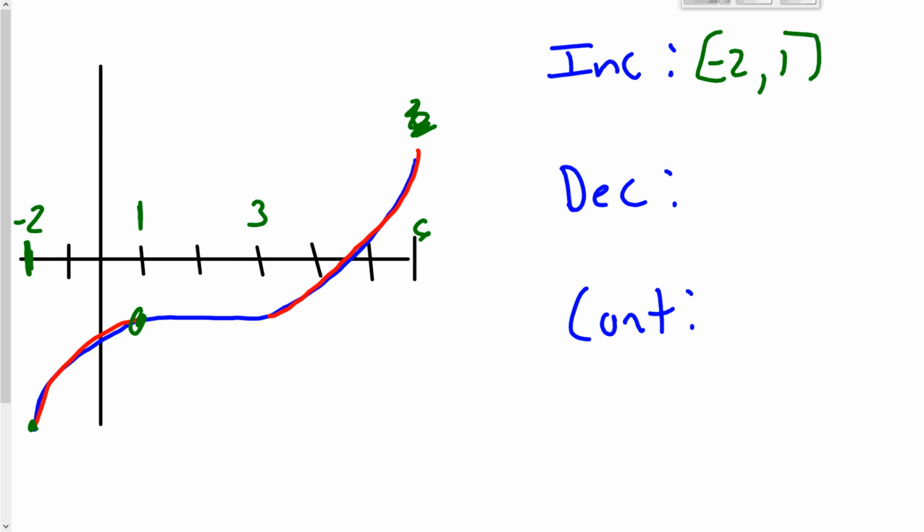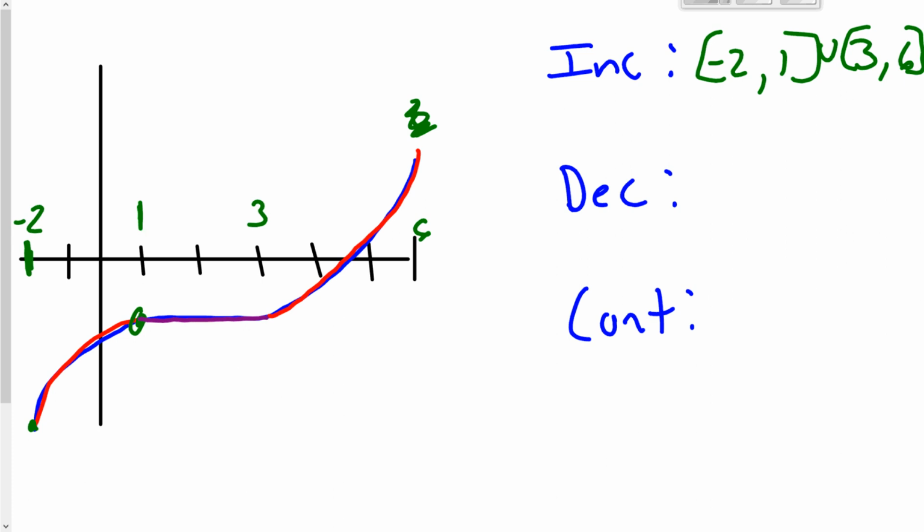Okay, but then it restarts at 3 and goes to 6. Right? So since it restarts, we're going to have to join these together with a union. Is it decreasing anywhere? Is it going down anywhere on my graph? I don't see it going down anywhere, but I do notice that I kind of have a horizontal line here, right? That's a constant. So from 1 to 3, it's constant.